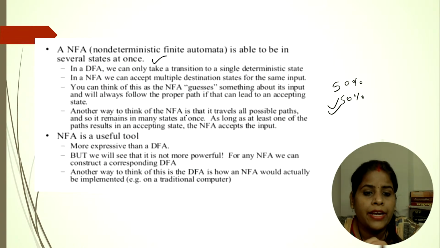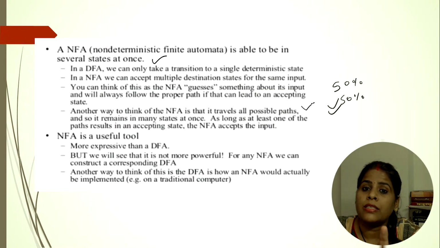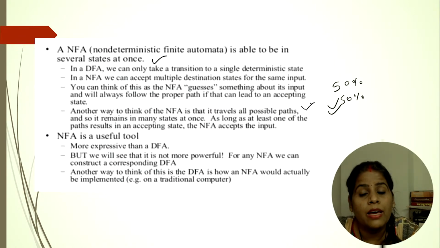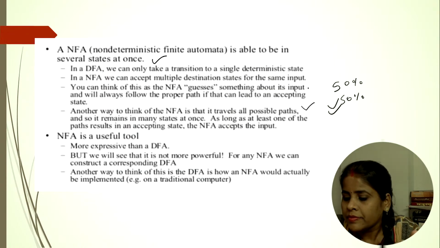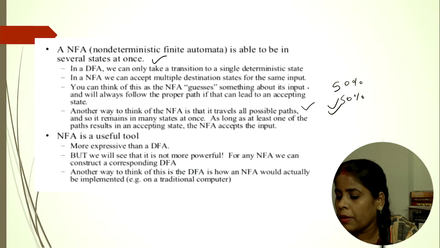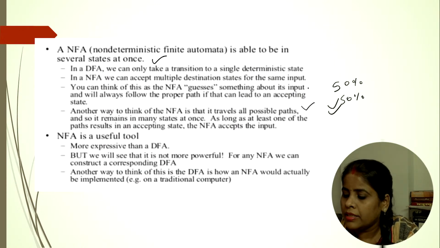Now another way to think of the NFA is that it travels all possible paths, but it tries to accept. As many paths as there are, the NFA will try all possible paths. The NFA will try to do as much as possible, but it may be accepted, it may not be accepted. Okay, these are all the points.